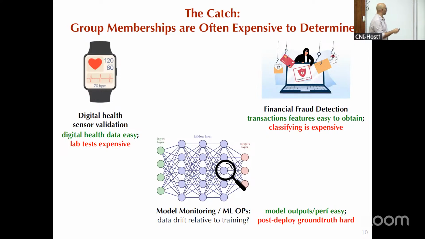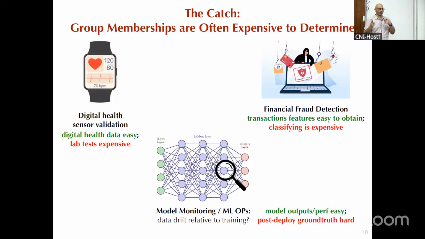So for instance, in this sort of digital health thing, the same problem. Digital health data is easy to get, especially if you already rolled out watches. You just add a new app to this watch, and you can get a bunch of data. But then you have to do lab tests to figure out whether actually this person has arrhythmia or not, right? Similarly, this happens in model monitoring, financial fraud detection.